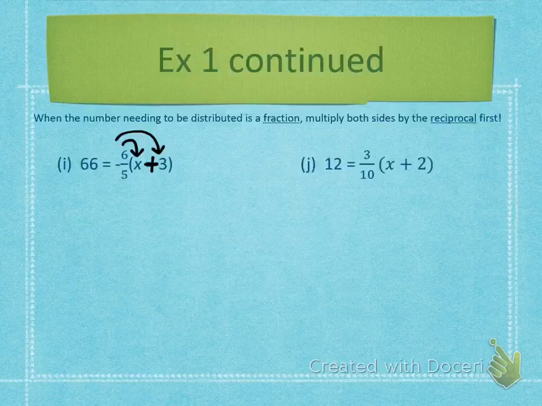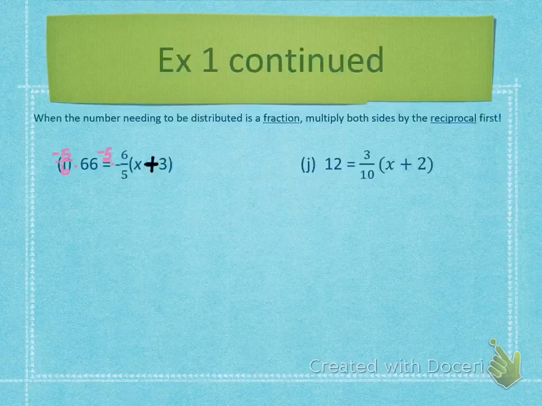All right, it's a multiplication problem, but we can actually move that fraction first. How do we move a fraction to the other side? What's the shortcut? Look at the sentence that you're supposed to have put in your notes. When the number needing to be distributed is a fraction, multiply both sides by the reciprocal first. So it's our same shortcut from last week. If we're going to move a fraction, we are going to multiply both sides by the reciprocal. So we multiply by, what is the reciprocal of negative 6/5?